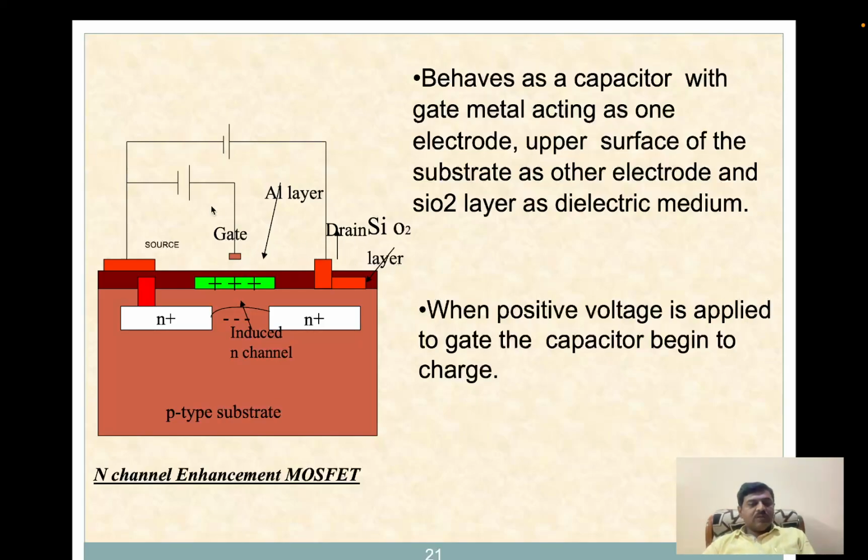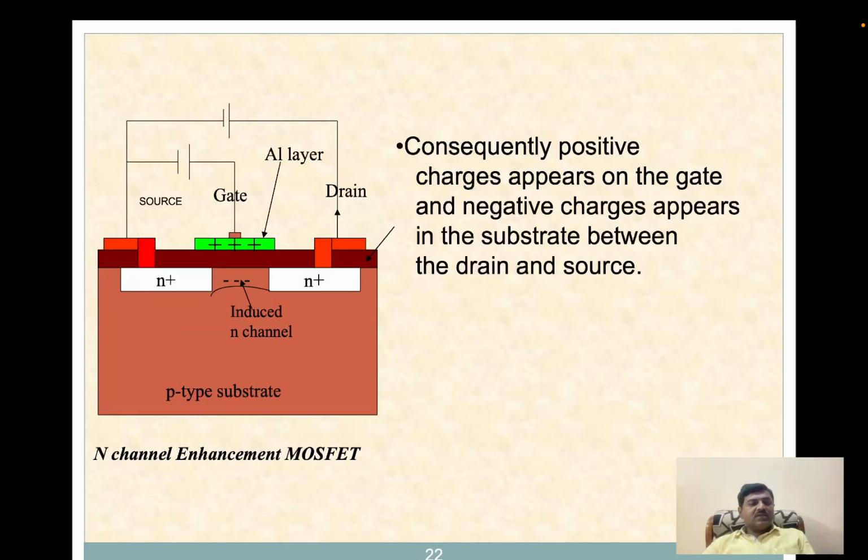So whenever a positive voltage is applied to the gate here, the capacitor begins to charge. So this is positive and this is a P-type substrate. Whenever you apply a positive voltage, the silicon dioxide layer will act like a dielectric. So in turn, this N-channel enhancement MOSFET will act like a capacitor and it will charge. Consequently, positive charge appears on the gate and negative charges appear on the substrate, in the substrate between the drain and the source.